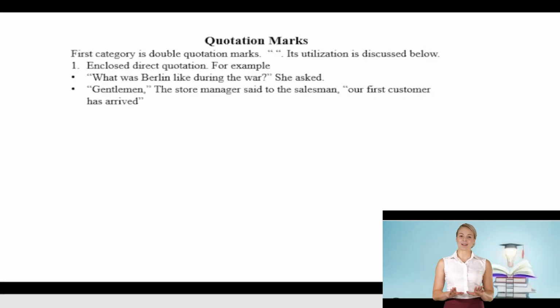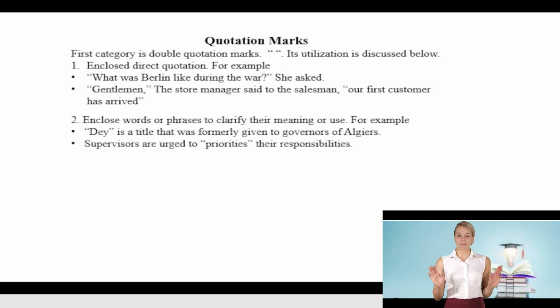Quotation marks' first category is double quotation marks. Its utilization is discussed below. 1. Enclose direct quotation. For example, "What was Berlin like during the war?" she asked. "Gentlemen," the store manager said to the salesman, "our first customer has arrived too."